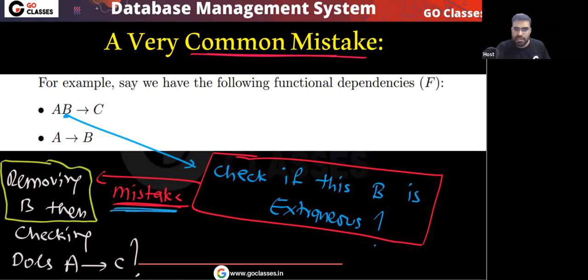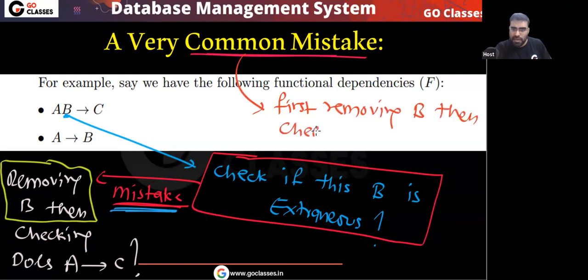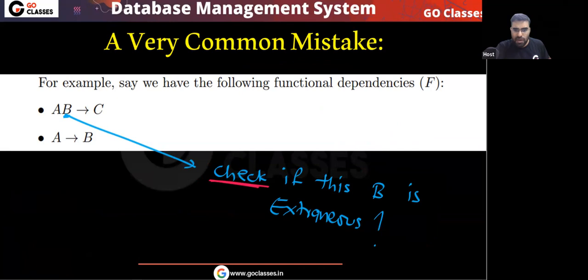This is a mistake. Is this clear? Please tell me, did you understand the mistake? The common mistake: first removing, then checking. This is a mistake, so don't make this mistake. First removing B, then checking whether A determines C or not. Did you understand? Please tell me.